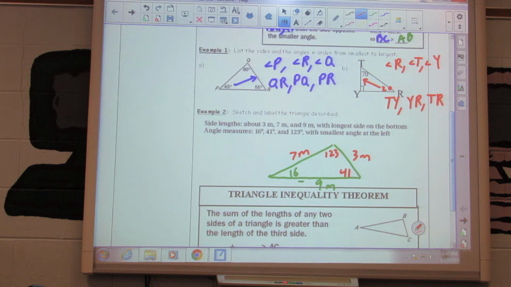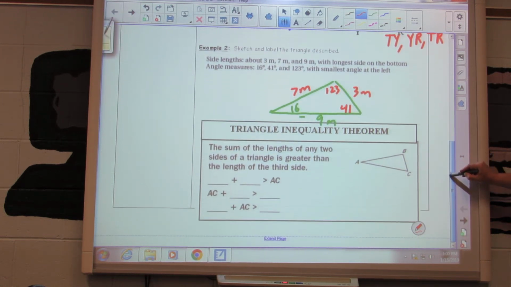Then we have the triangle inequality theorem. This relates our sides within one triangle. So what we're just looking at relates sides and angles in one triangle. This is just looking at the side lengths. So the sum of lengths of any two sides of a triangle is greater than the length of the third side. So any two sides that I add up have to be bigger than the third side.